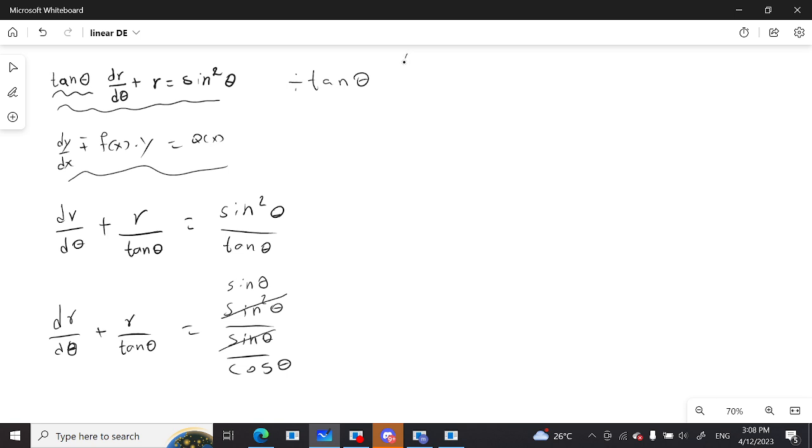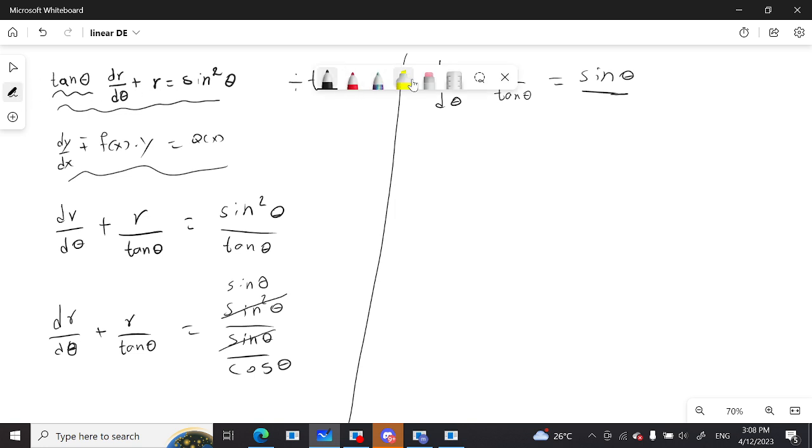So we get dr d theta plus r tan theta is equal to sine theta multiplied by cosine theta.